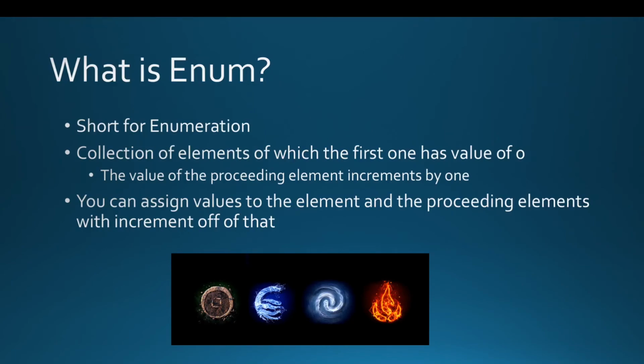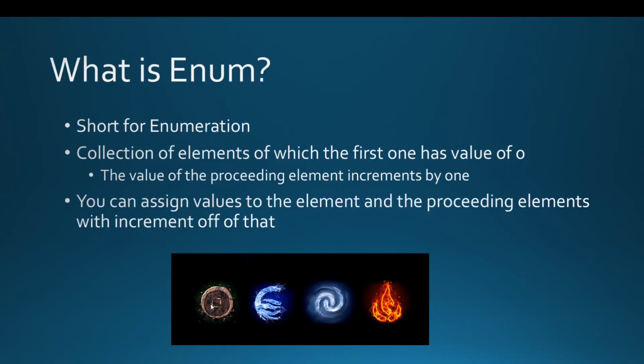In this tutorial, I will teach you guys enum. So what is enum? It's short for enumeration, and it's a collection of elements whose values are sequential off of the first element. Sometimes the first element is 0, or sometimes the first element could be any number that you assign to it. So for example, we have earth, water, wind, and fire. Pretty cheesy as it sounds, but they're elements.